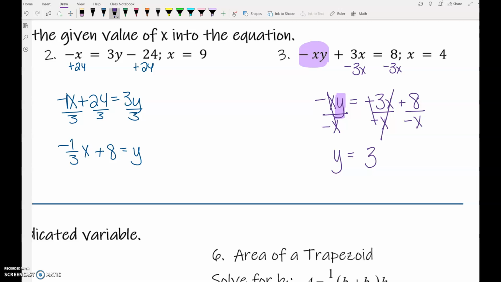And then 8 divided by negative x, that negative can be placed anywhere. So you can write plus a negative 8 over x, or you can write minus 8 over x. Whether the negative is in front of the fraction or on the top or on the bottom doesn't matter, but leaving it on the bottom just isn't the most correct. It's not very mathematically pretty.